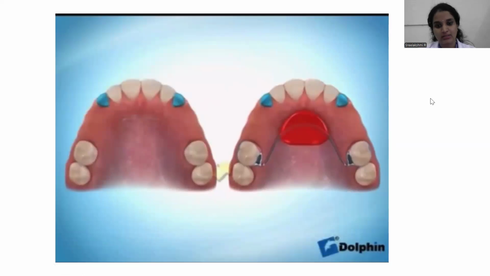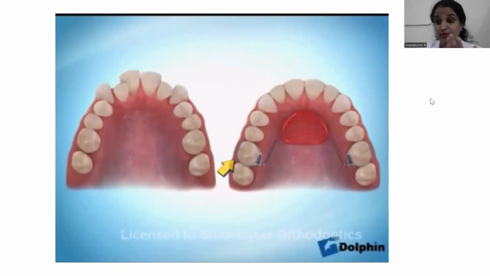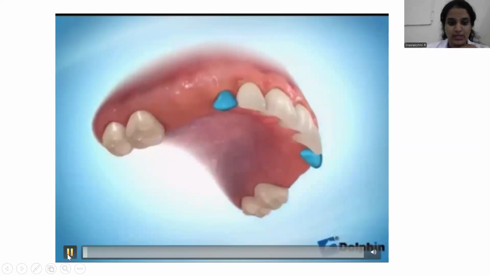See, there is a bilateral loss of primary first molars, and the band was fabricated. Both the primary first and second molars were missing in such cases. So this is without giving a space maintainer, and this is with a space maintainer. So see the difference between the eruption, because one such case you can see.